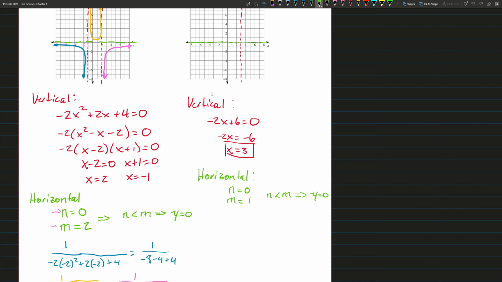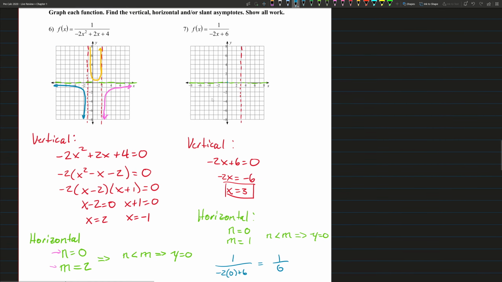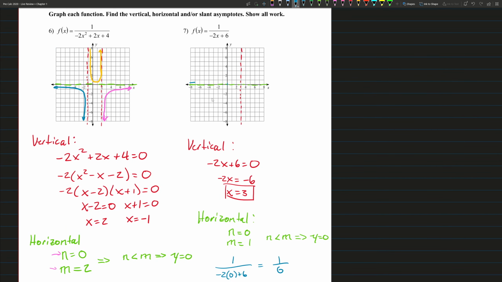And then really all we need to do, because there's a horizontal, we just need to test to the left and to the right of that vertical. So let's test to the left. The left, we can test 0. So 1 over negative 2 times 0 plus 6. That's just going to be 1/6, which is above 0. So our graph is going to be up above, right around here.